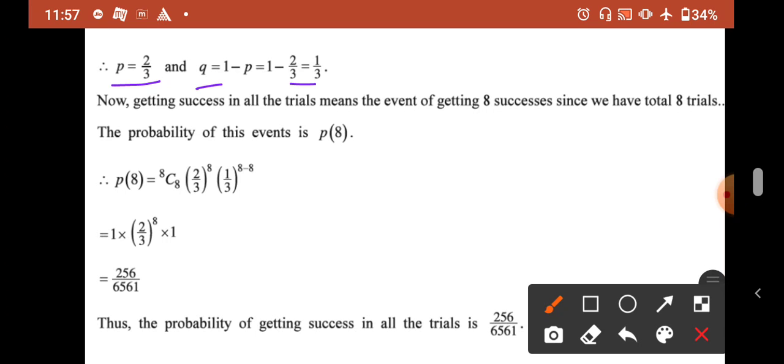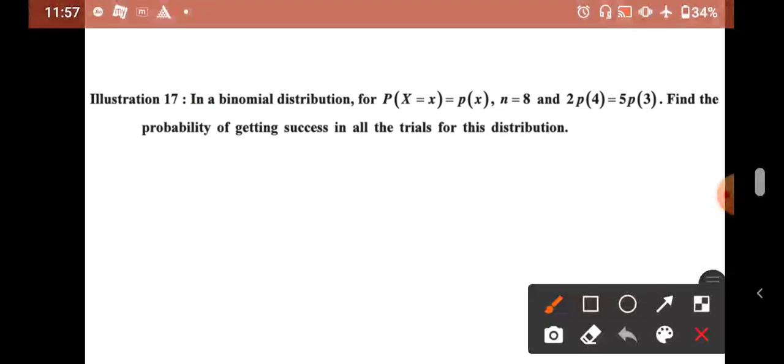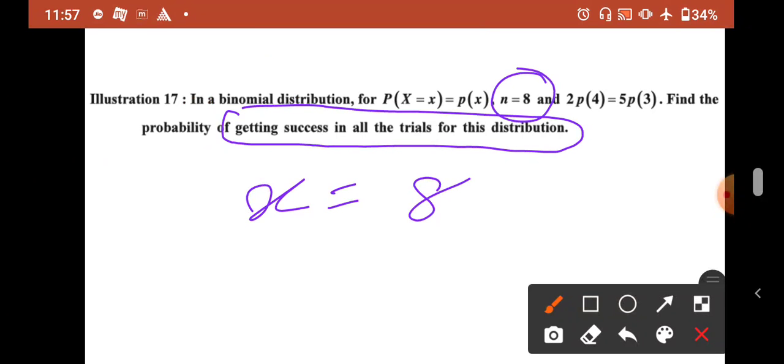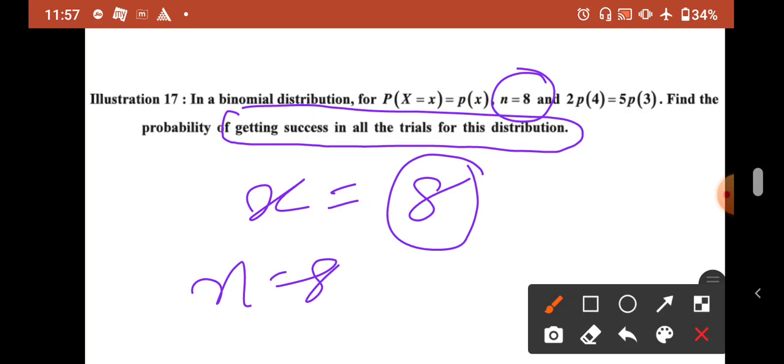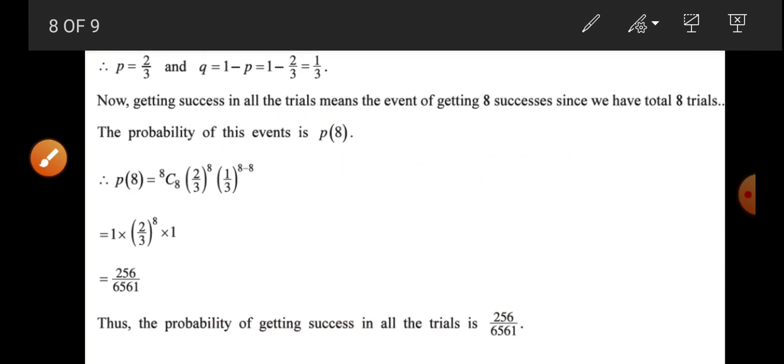Now substitute the values in the formula. Now what have they asked for? They have asked for getting success in all the trials. Getting success in all the trials means x is equal to 8, because our n is equal to 8, so if you take 8 trials, then all 8 times you get success. So in place of x we have to put 8. Now substitute the values here.